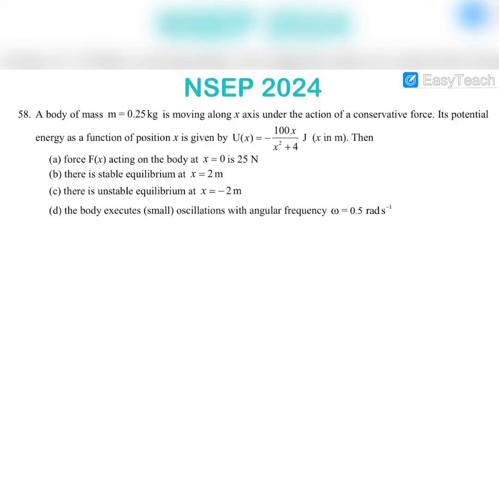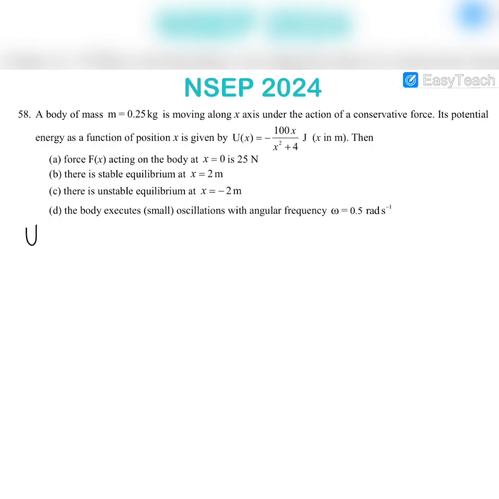In this question, you can see that there is a body of mass 0.25 kg that is moving along the x-axis under the action of a conservative force. This body has a potential energy as a function of x that is given by minus 100x upon x square plus 4 joules. Then we have to select the correct option.